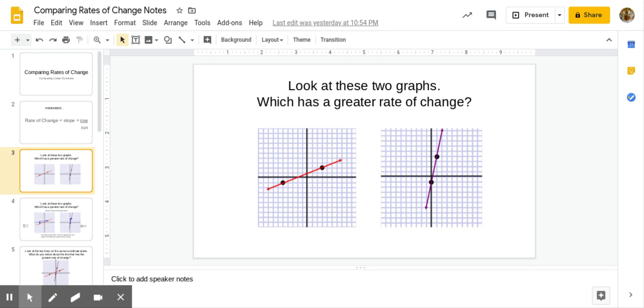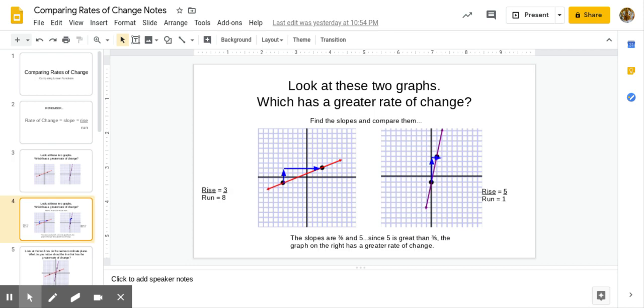The first question asks us to look at these two graphs and identify which has a greater rate of change. On the left side, we have a red line, and on the right side, we have a purple line. Which has the greater rate of change? Well, to determine that, we will need to compare their slopes. So to find the slope of the line that is red on the left, we will need to find its rise over run. Remember, we always go from left to right.